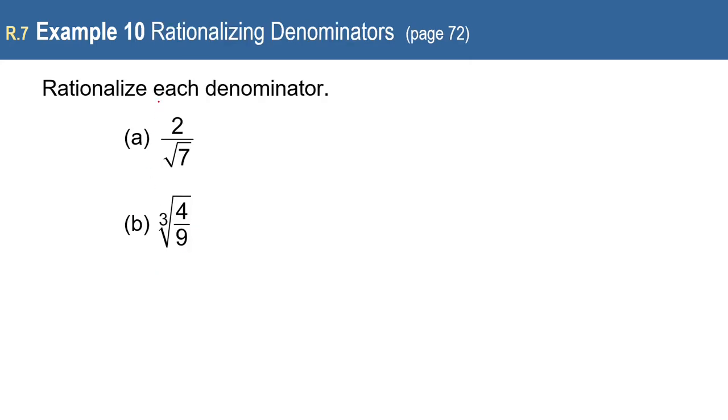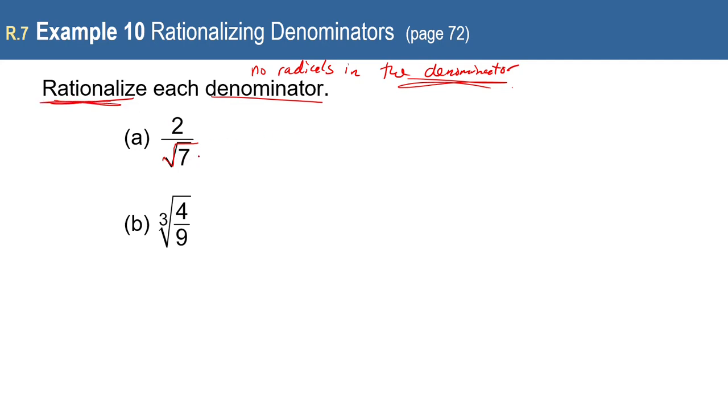In example 10, I want to rationalize each of the denominators, which simply means we do not want any radicals in the denominator. No radicals in the denominator. So we'll have to get rid of any radicals in the denominator. Now for part A, we have a square root of 7 on the bottom. We can't allow that to happen. We have to rationalize it.